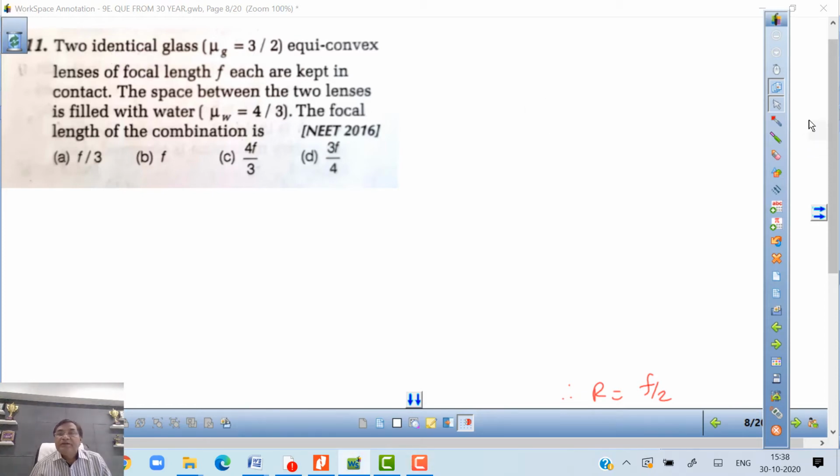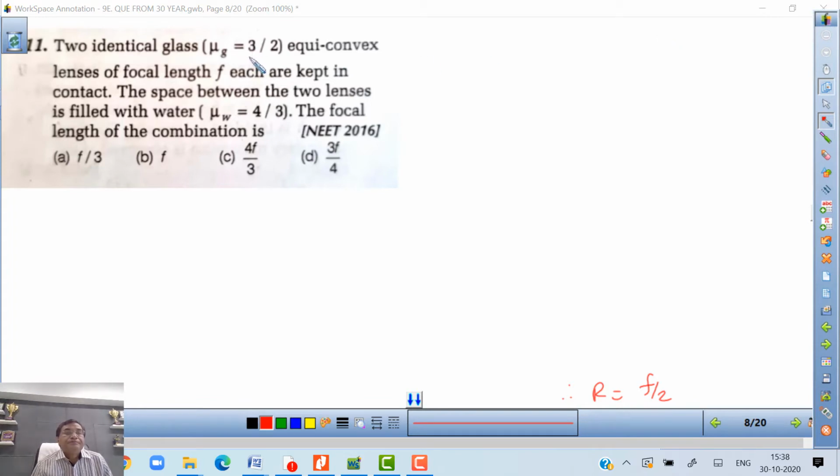Two identical glass equiconvex lenses with refractive index 3/2 are kept in contact, and the space between the two lenses is filled with water. Then what is the focal length? So the system looks like this. This is one lens, then in contact with the other lens, both are identical, and this gap is filled with the water.